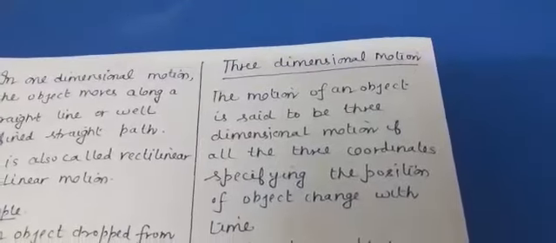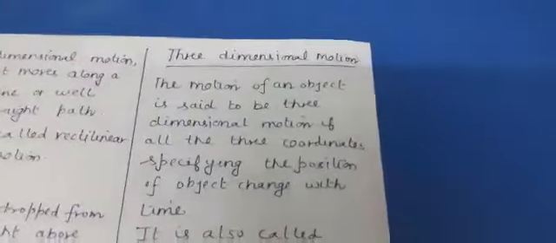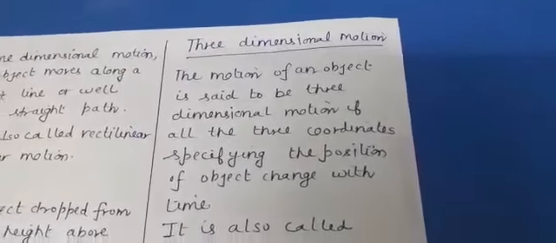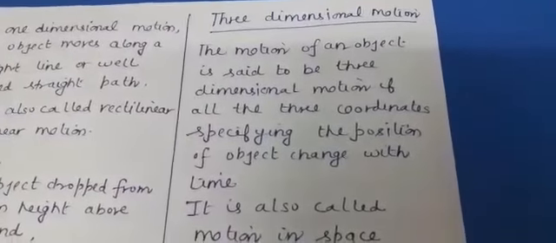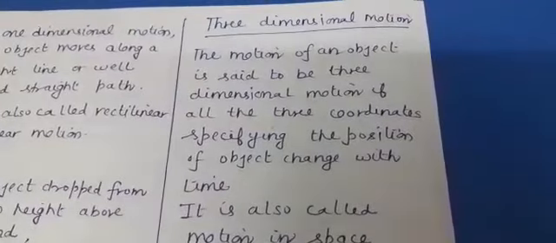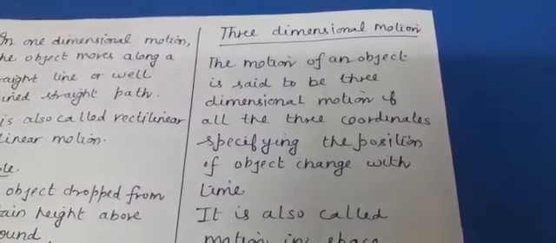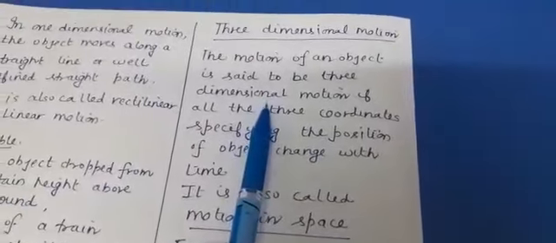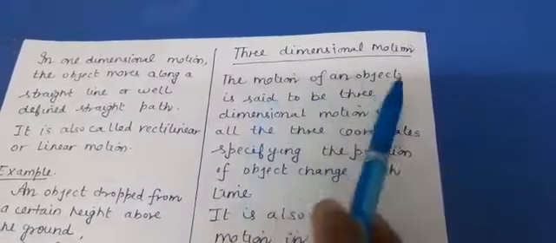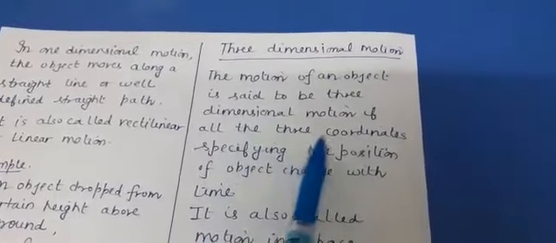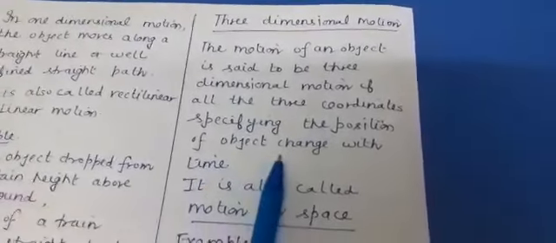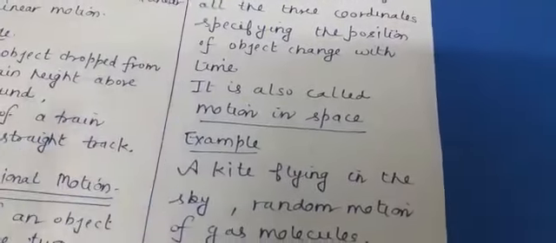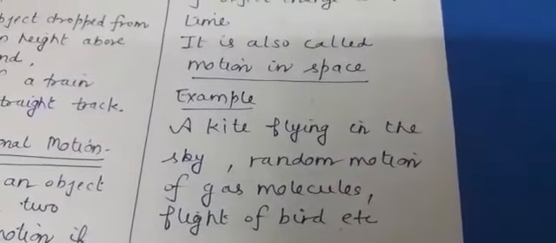Before coming to the basic definition of three-dimensional motion, you have seen a bird flying in the sky, a kite flying in the sky, without being limited to a certain height. It can go in any direction, maybe along the horizontal, along the vertical, and along an inclined direction. So the motion of an object is said to be three-dimensional if all three coordinates specifying the position of the object change with time. This is called three-dimensional motion. It is also called motion in space.